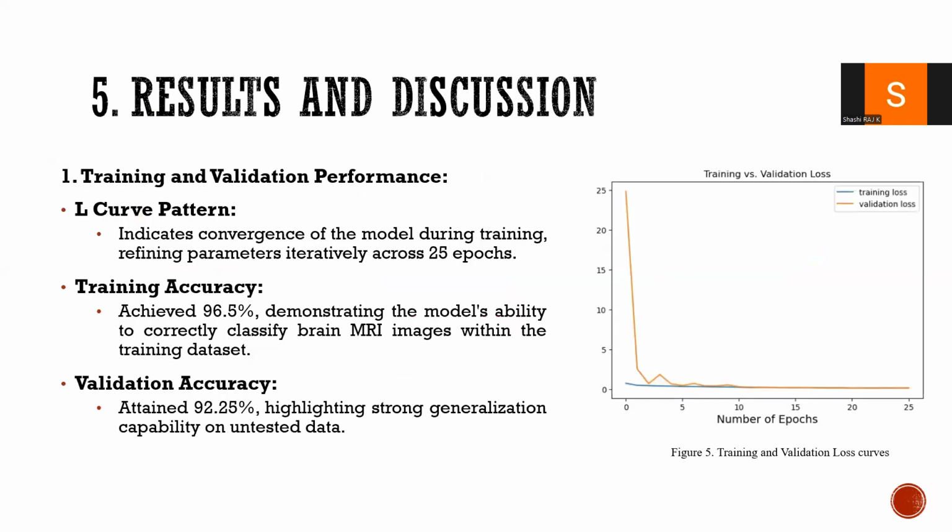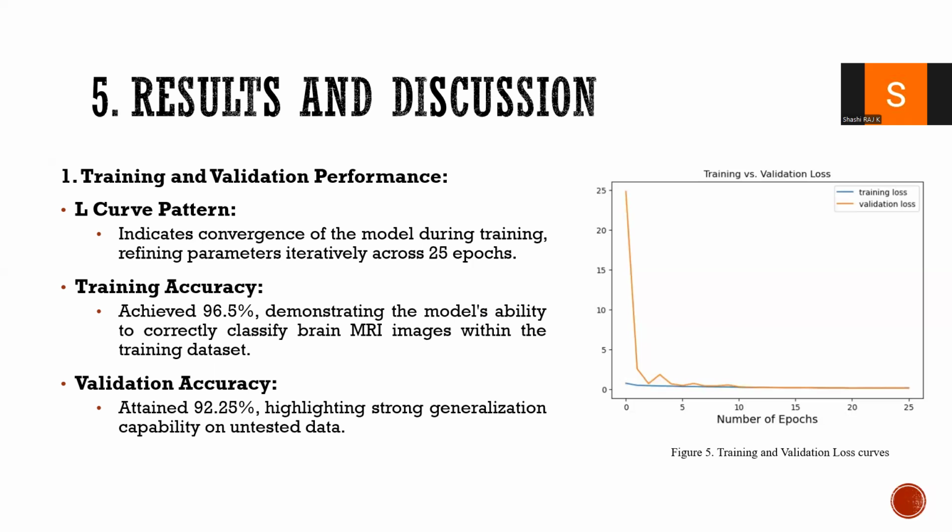So coming to the results and discussions. In these results and discussion, here you can see the training and validation performance: the loss curve pattern, training accuracy, and validation accuracy. In this figure 5, you can see the training and validation curve. The yellow color indicates the validation loss, whereas the blue color indicates the training loss. The training accuracy achieved here is 96.5%, demonstrating the model's ability to correctly classify brain MRI images within that training data set. Whereas the validation accuracy obtained is 92.25%, highlighting strong generalization capability on the untested data.